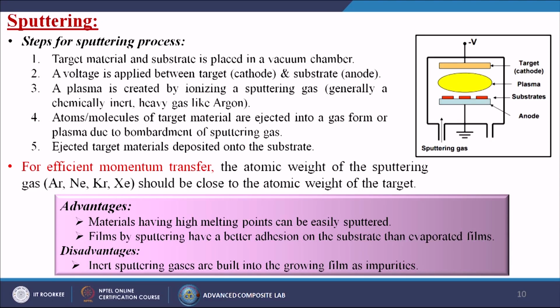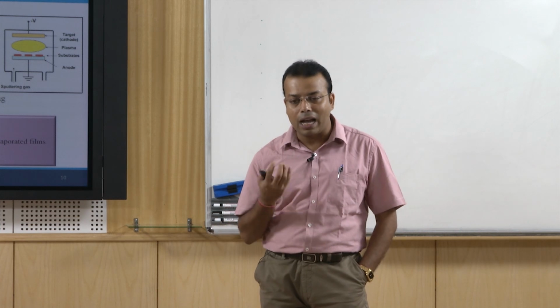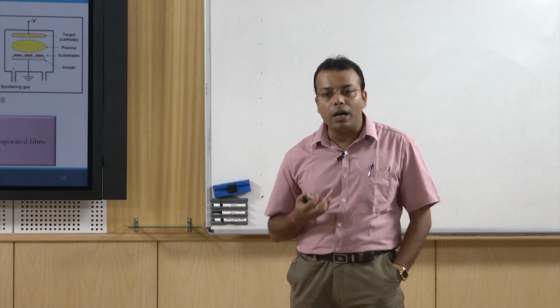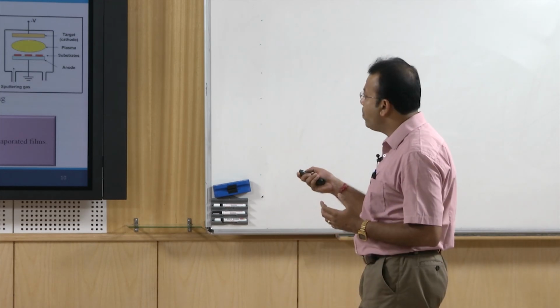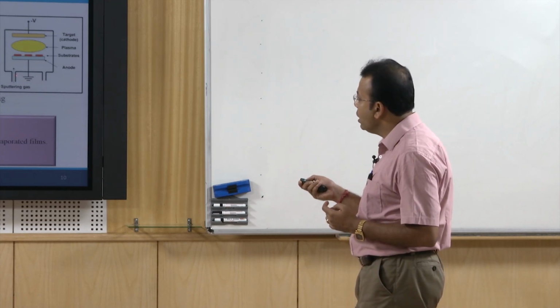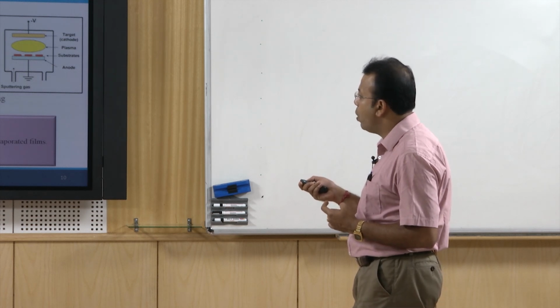Then you use some kind of plasma over there, and a voltage is applied between the target and the substrate. So there should be a potential difference between the cathode and the anode. A plasma is created by ionizing a sputtering gas, generally a chemically inert heavy gas like argon. So here we use an inert gas like argon and make this gas into the plasma form. Then that plasma deposits onto your substrate. Atoms or molecules of the target material are ejected into a gas form or plasma due to the bombardment of the sputtering gas.